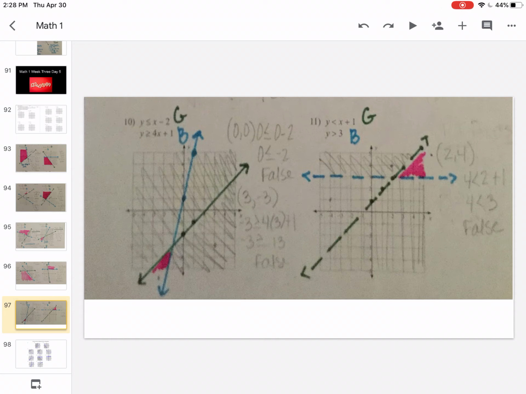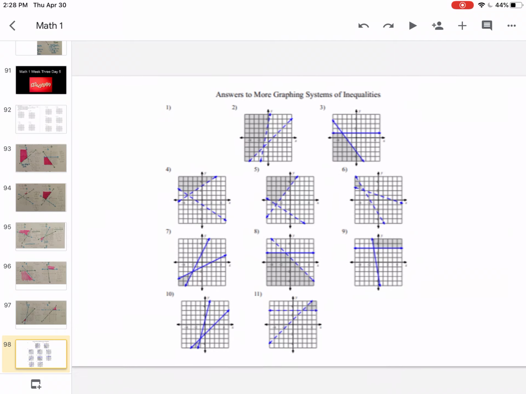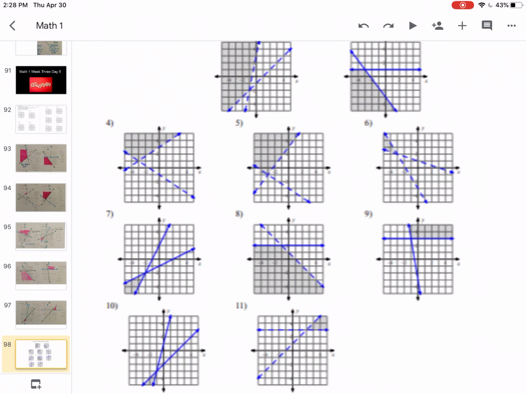And then let me show you this. This is in your packet, so you want to double check, okay? So this is how your graphs should look, okay? When you're all done, this is how they look. But what you really need to focus on is making sure you are writing your test points and solving your equations, okay?